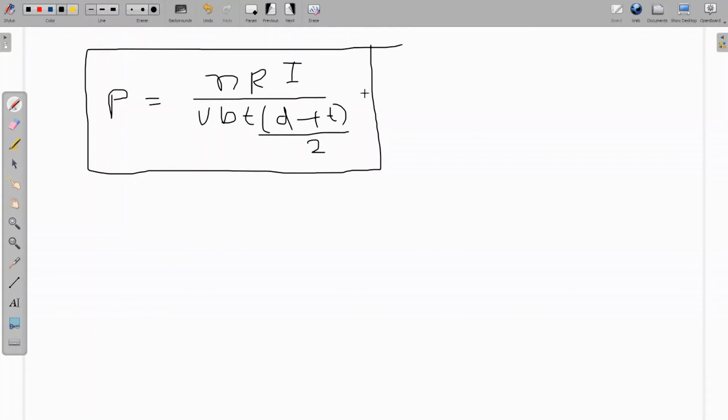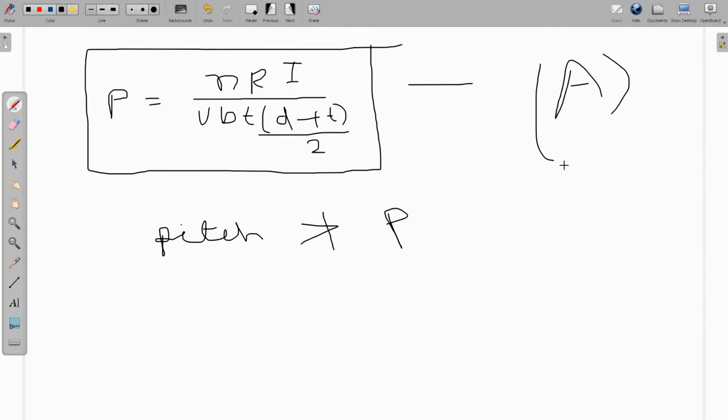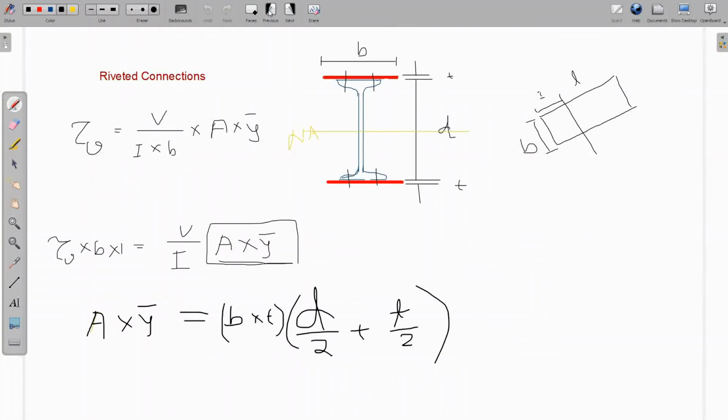So we can say that the pitch, whatever will be provided, should not exceed the value P that we have calculated. This is one thing we have to remember whenever we are designing it. Whatever rebate we are using, we have to see that the pitch of the rebate should not exceed this equation. So this is equation number A. This A is an important part. Now just come back to the original figure.